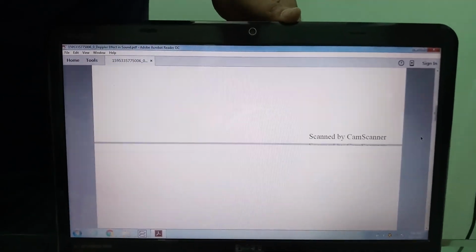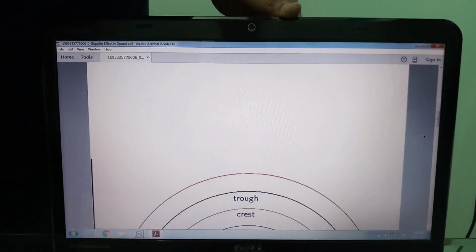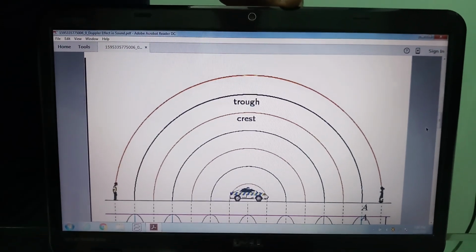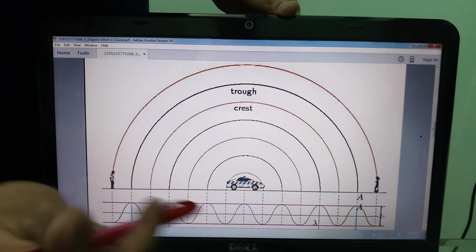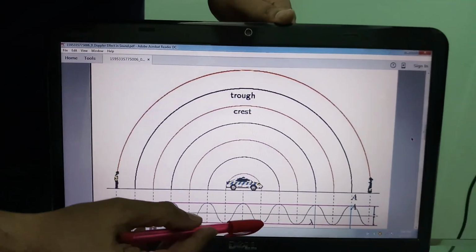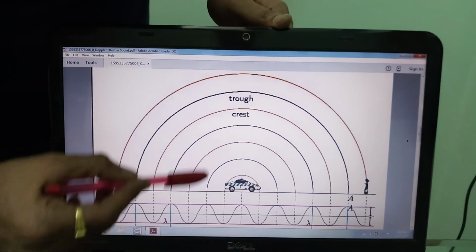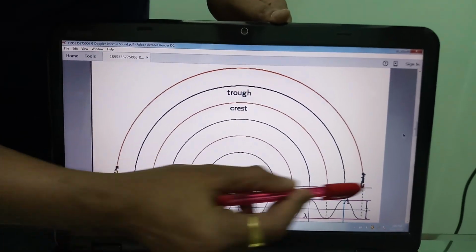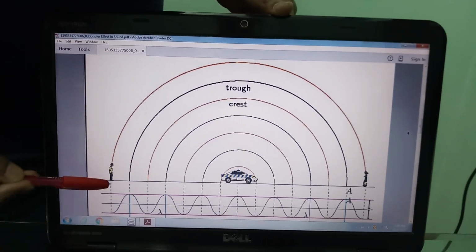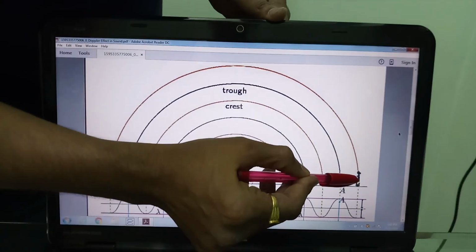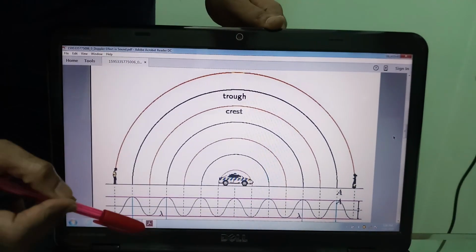Now why does it happen? What I know is, when sound propagates through a medium, it is nothing but alternate crest and trough. You will hear alternate crest and trough. So suppose this is a source, this is a car, and there are two observers here. There is a man here and one woman standing in front of the car.